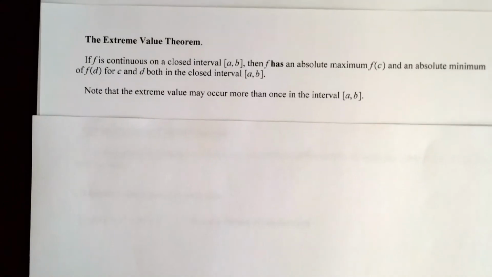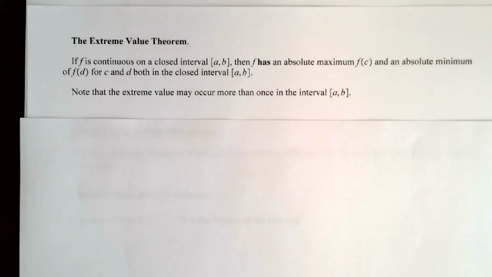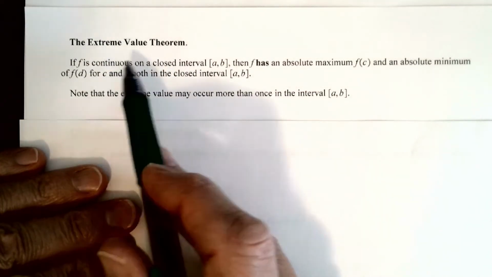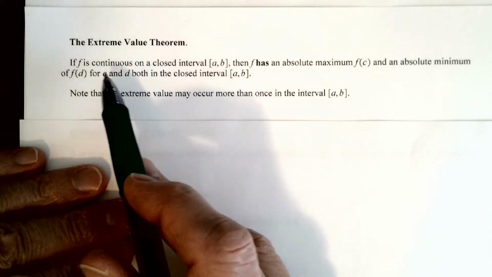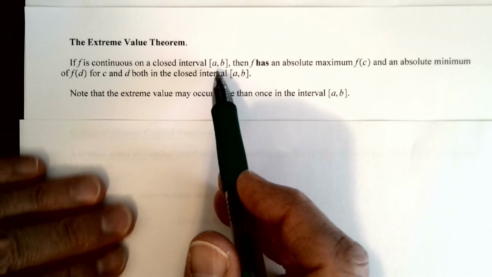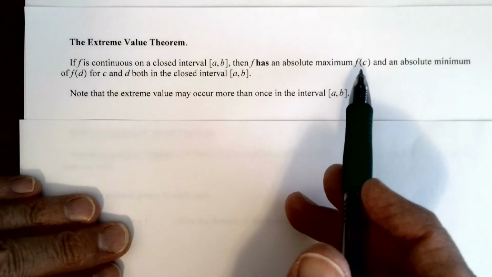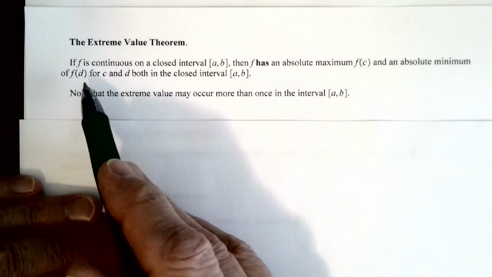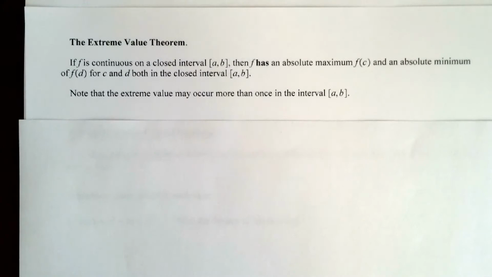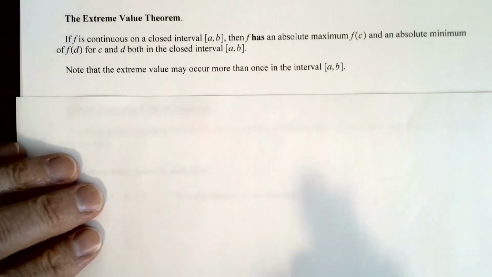I do want to focus on closed intervals and finding extreme values on closed intervals here, because the extreme value theorem talks about that. It says if f is a continuous function on a closed interval from a to b, then the function f has an absolute maximum of f of c and an absolute minimum of f of d for c and d both in that closed interval. And the extreme values that we have here may occur more than once. So let me illustrate this.